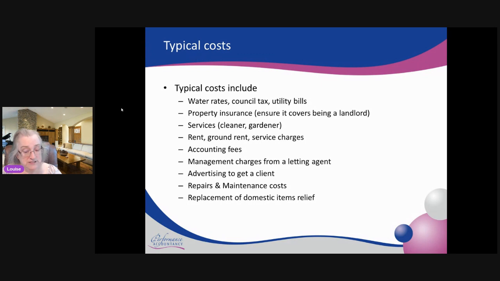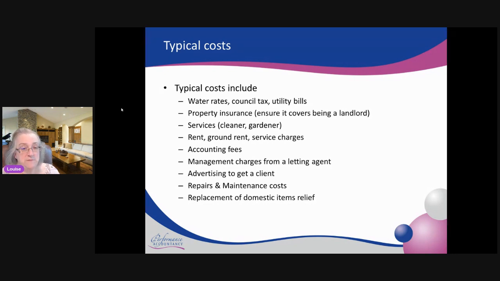Property insurance, so that could be the actual building insurance, it might even be contents, but please always check it covers that you are a landlord. You might have to get specialist landlord insurances. Services that are incurred in upkeep of the property, so you might have a cleaner that goes in once a week, once a fortnight, or even a change of tenancies. You might have a gardener that goes in to maintain the grounds, because, well, I don't maintain my grounds, so I need a gardener to do it.